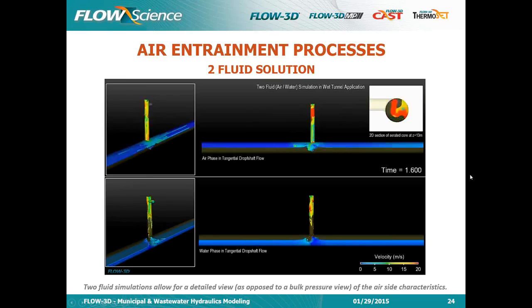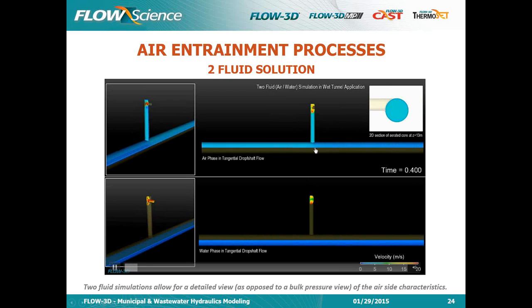Now, if we want to resolve both sides, not just the water but also the air side, we can use a two-fluid model, and then you see much more detail about what's happening with the air side. We have a ton of underwater bubbles circulating, and we have the same front moving left and right, but now we're fully resolving what's going on on the air side, and what we're seeing up here is the aerated core. This is the center of the shaft where there's air.